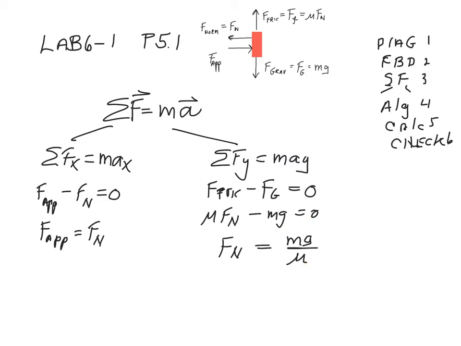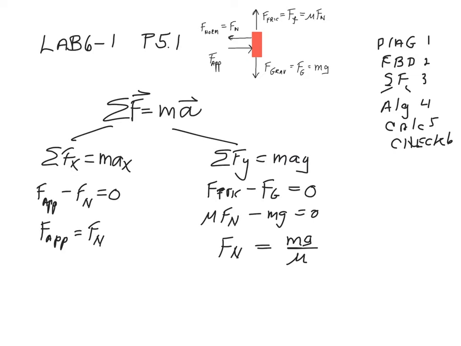What's the difference between the two situations? The mu is different. So when we're holding it stationary against the wall, the mu that we use is the static coefficient of friction. And when we're holding it as it slides down at a constant velocity, such that the acceleration is 0, the mu is the kinetic or sliding friction.